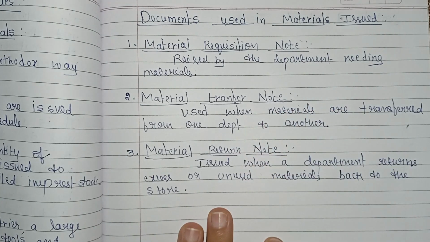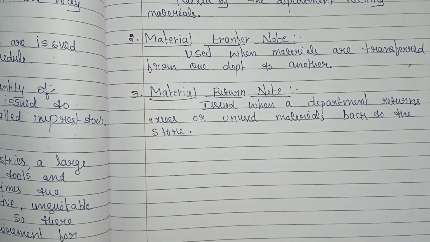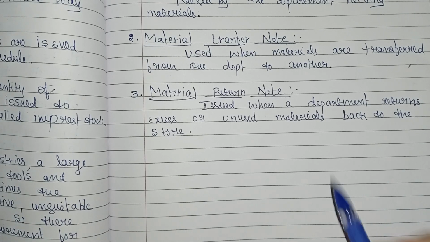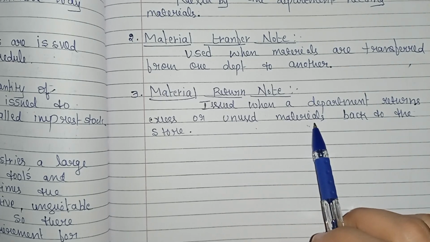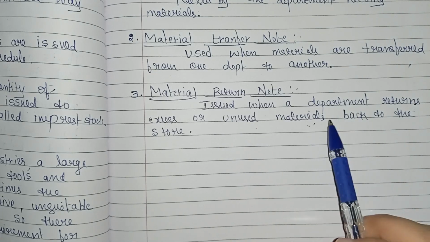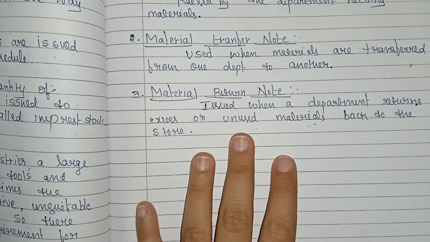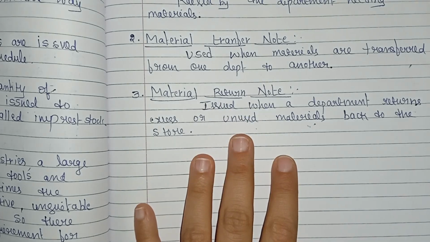Next one is the material return note, which is used when a department returns unused materials back to the store. It is issued when a department returns excess or unused materials. If the department has excess or unused materials that they are not using, they have to give them back to the store and use the material return note.